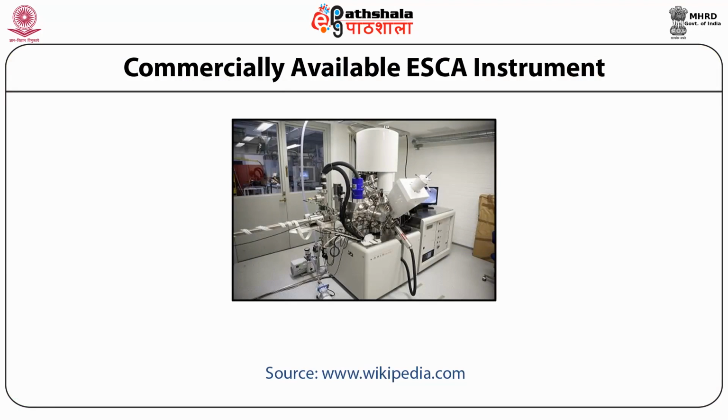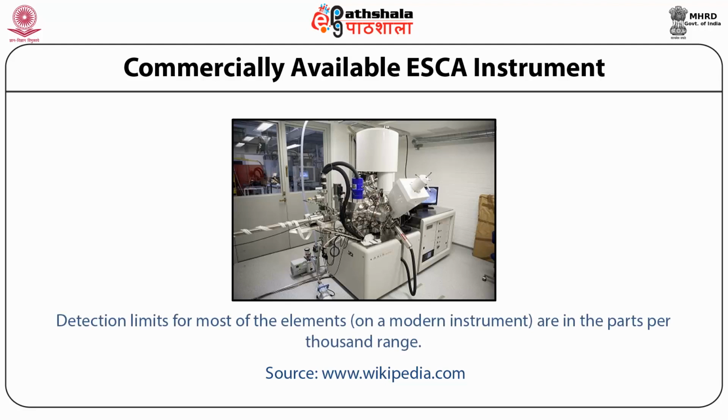Schematic diagram or a complete photograph of this equipment, which is invariably used for chemical analysis. It has been rightly named as electron spectroscopy for chemical analysis. This shows here a commercially available ESCA instrument. Detection limits for most of the elements on the modern instruments are in the parts per thousand range, and that's what one gets from here as well.